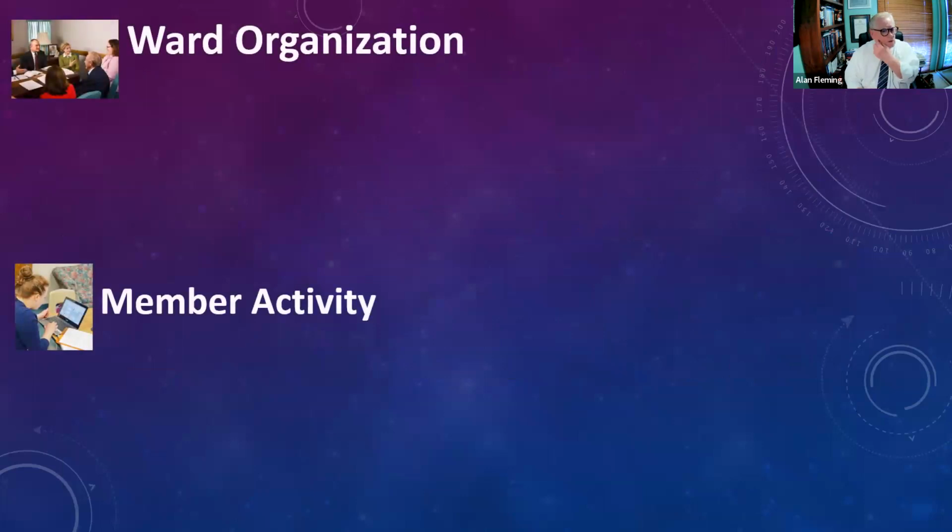Now, within the ward, really, I always say that everything above a bishop's all talk. That really the church runs at a ward level. So anything that's going to happen within the church is going to happen at that ward level. And in the ward, two activities run at the same time in parallel. One is the ward organization, and the other is member activity.